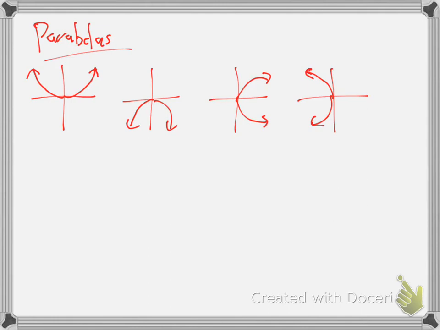It's all about, the direction is determined by the first power letter, not the second power letter. So this one is going what? Positive y direction. This one's going negative y direction. This one's going positive x direction. That one's going negative x direction, isn't it? That'll be the first power letter.